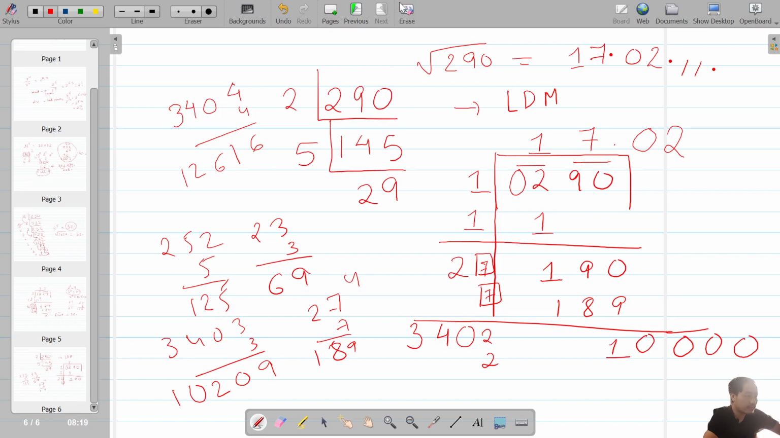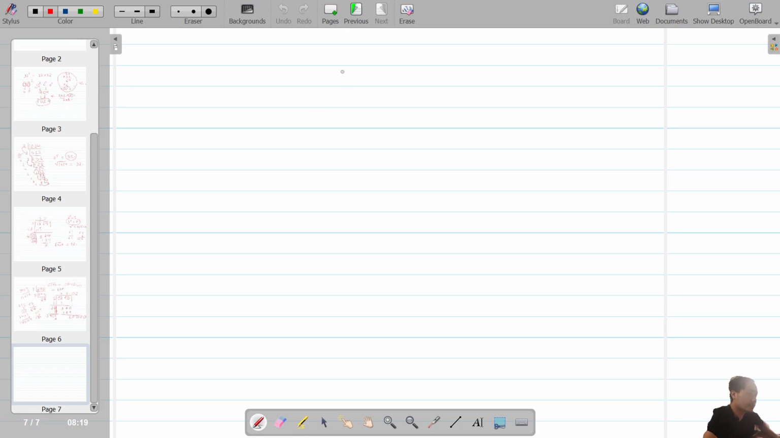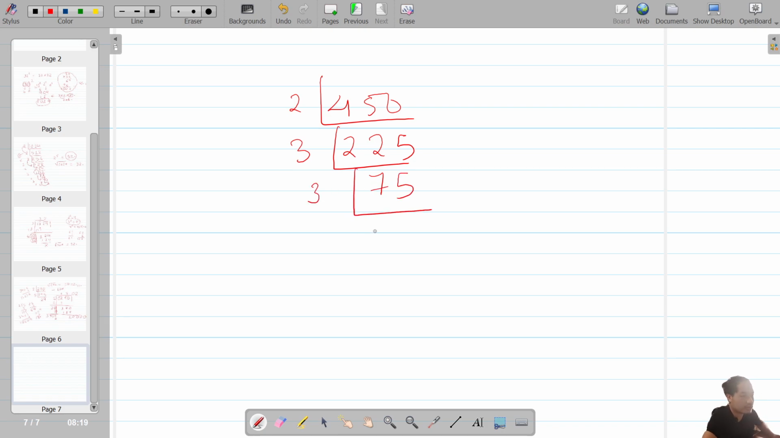Now another way of finding the square root is using, let me give you another example, say 450. Same thing: 2 4s are 8, 2 to the 4, 2 5s are 10. Next 5 6 7 8 9, so 3 7s are 21, 3 5s are 15, 3 2s are 6, 3 5s are 15, and then you have 5. Now you can see that there are two pairs that are formed, 3 and 5, and this is left out.